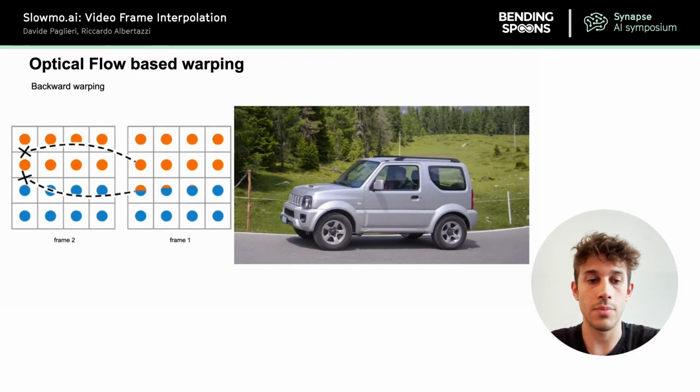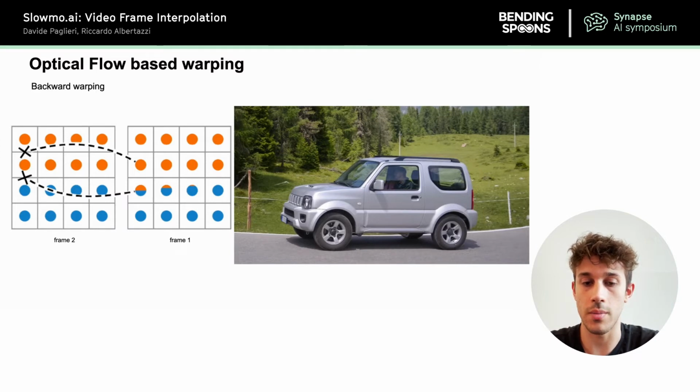Another option for warping is called backward warping, and as the name suggests, it does the opposite of forward warping. So taking optical flow from frame 1 to frame 2, we can get back an image of frame 1 starting from frame 2. Starting from a blank matrix, for each pixel we will look up its position in frame 2 and interpolate its colors.